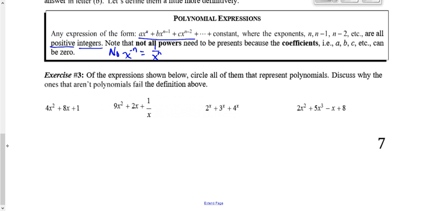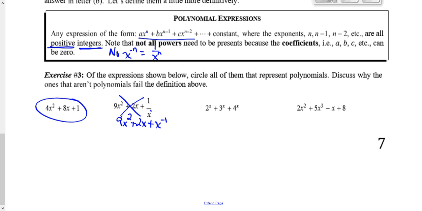So, knowing the rules we have to face here, which of these 4 expressions down here are actually polynomials? Well, number 1, are all the exponents positive integers? 2, 1, and 0? Okay, so this one. What about the second one? No, because it has a 1 over x, which is a negative exponent. This is actually 9x squared plus 2x plus x to the minus 1. So that violates this part here. So we don't call that a polynomial.